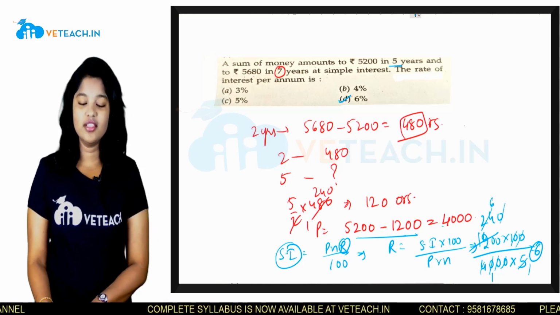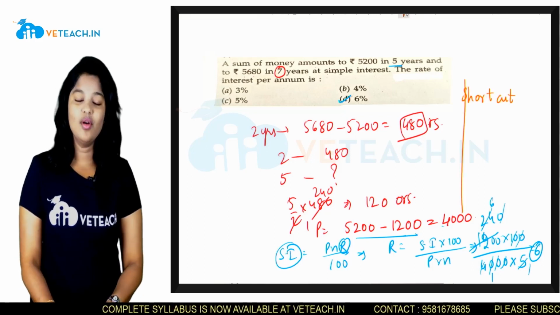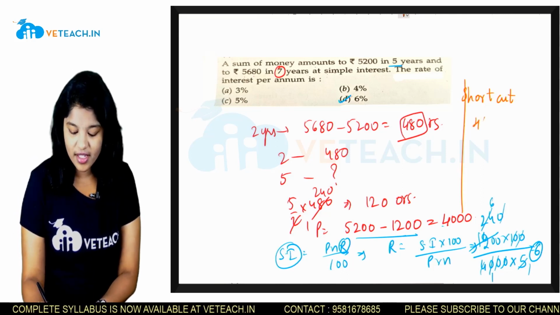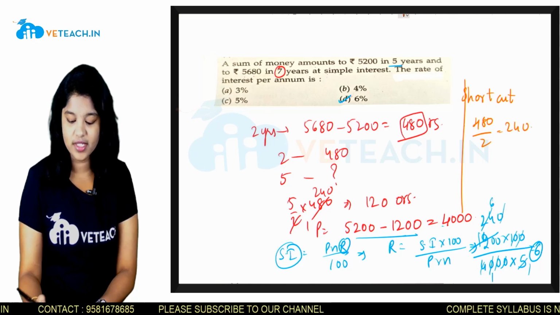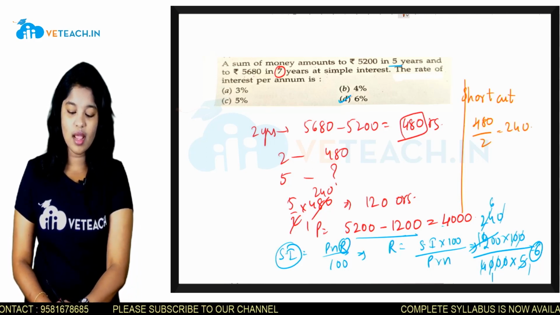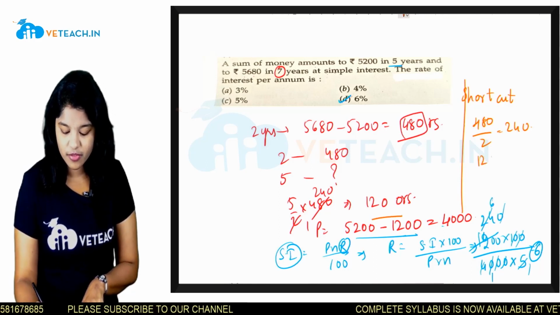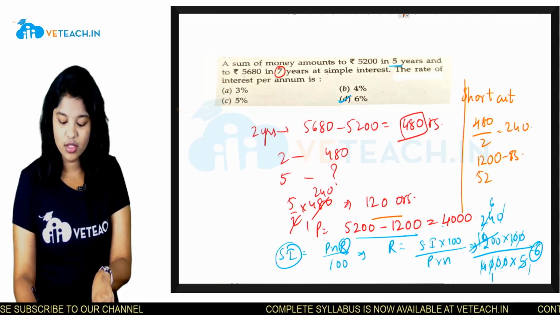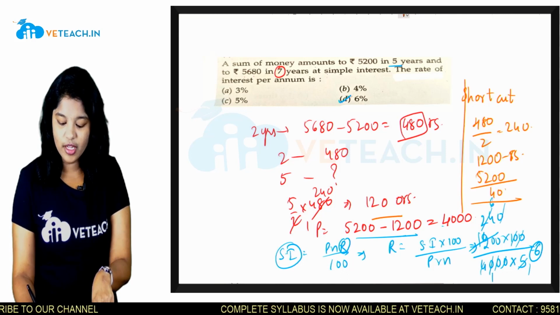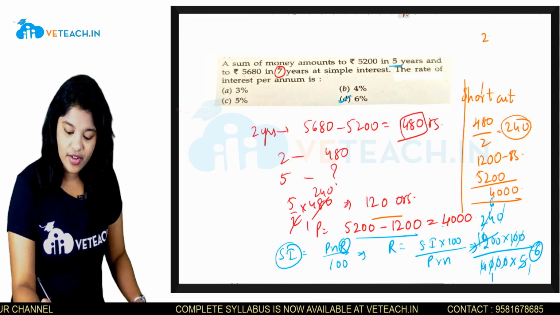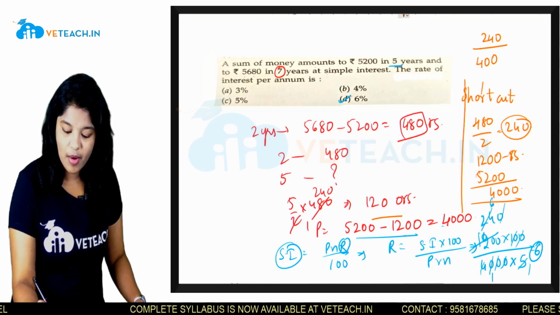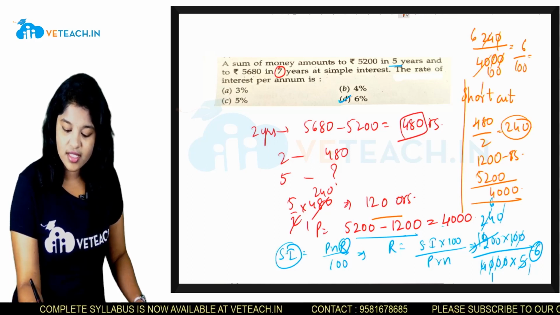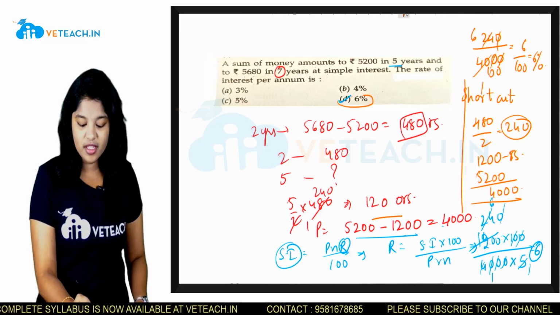So the rate of interest is 6%. Without calculating all this, there is a shortcut. Here we found the simple interest of rupees 480 for 2 years. So for 1 year it will be just 480 by 2, 240 rupees. So the total amount of interest for 5 years is 1200 rupees. Now for 5 years the amount is 5200 rupees, so the principal amount will be 4000 rupees. So this interest 240 rupees divided by the principal amount 4000 gives us 6 by 100. So 6 by 100 is nothing but 6%. So option B is our correct answer.